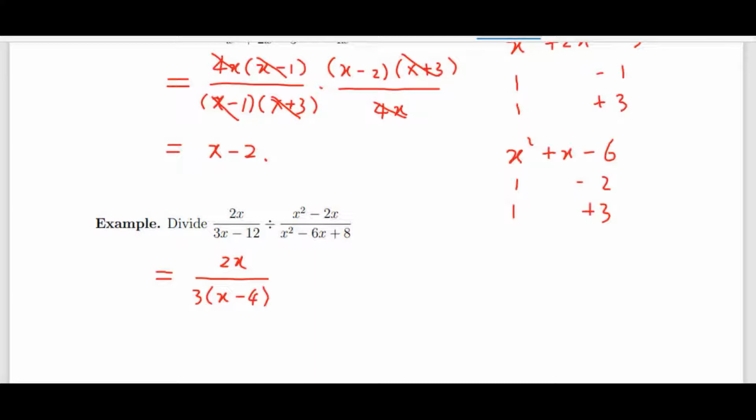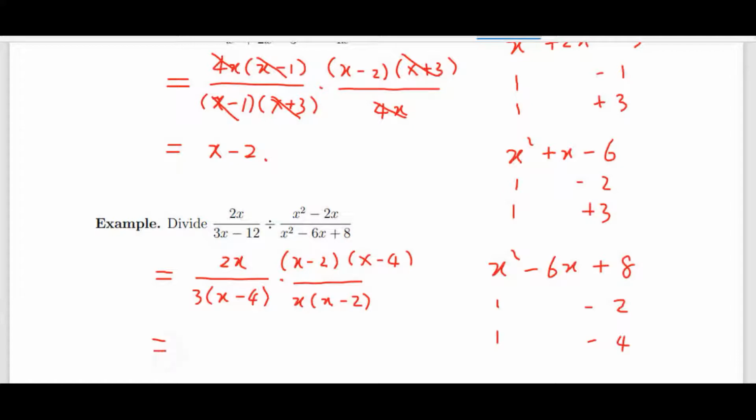So here, division we change to multiplication. Then the numerator becomes the denominator. So x squared minus 2x, we can take x outside, x minus 2. And x squared minus 6x plus 8, we can factor this like this, right? X minus 2, x minus 4. X minus 2, x minus 4.